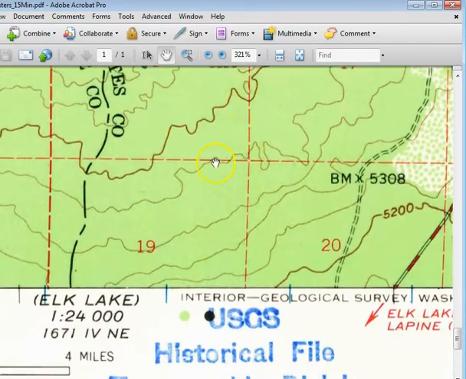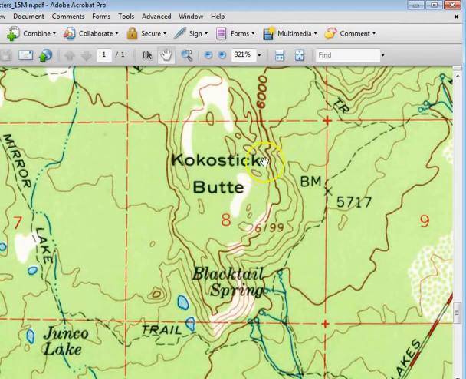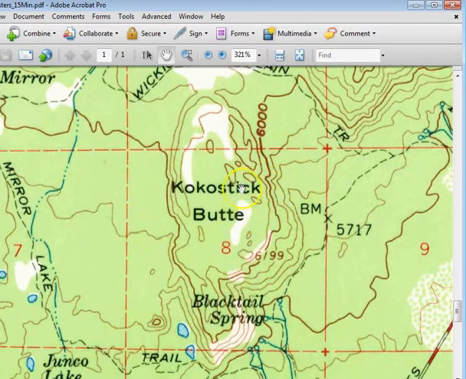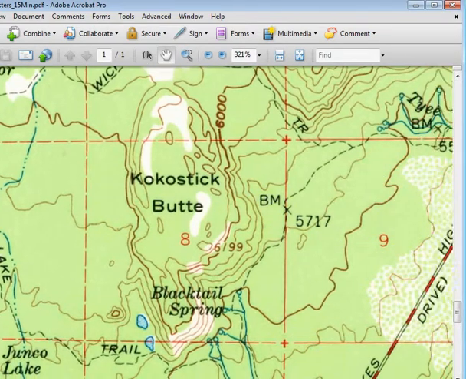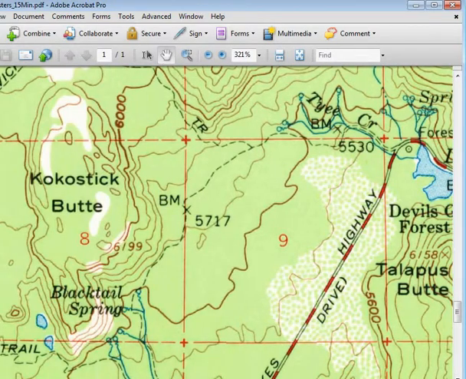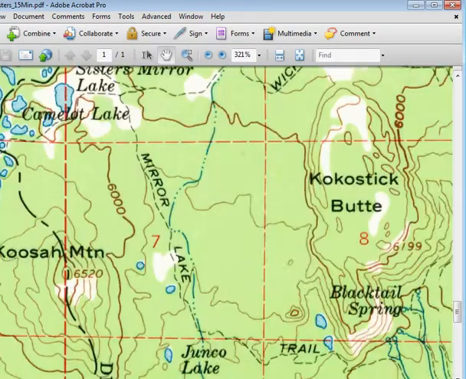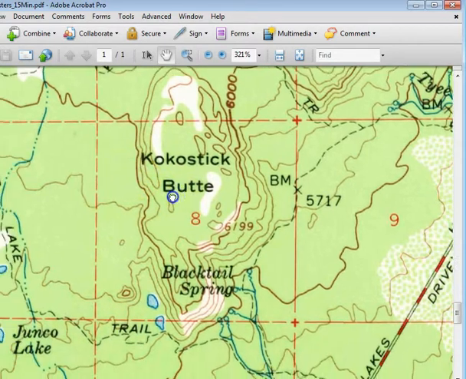So why don't you go to, let's see if we can find, let's just find an easy one. This one, Caustic Butte. So it is in section 8. Township 18 south, and I'm not sure what the range is. Everybody find that? Range 7 east? 8 east?